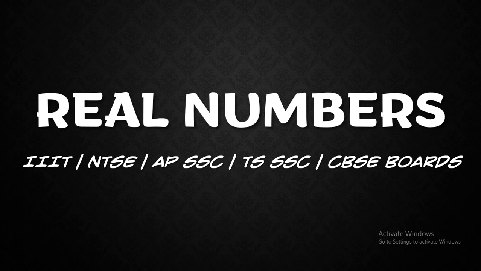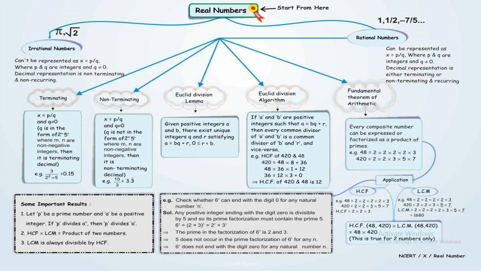So let us start the video. So in this chapter, what are the things that we have, right? So real number is nothing but the combination of rational numbers as well as irrational numbers.